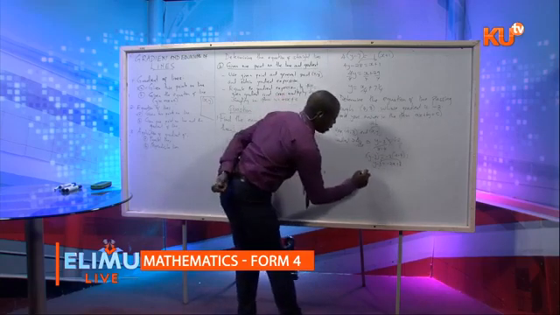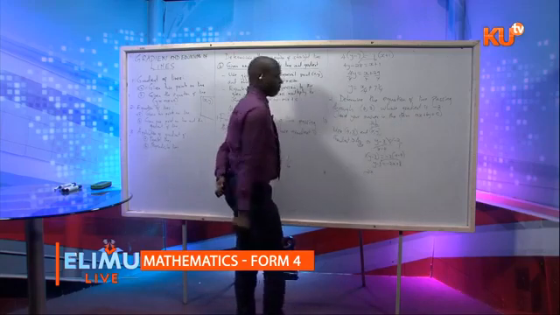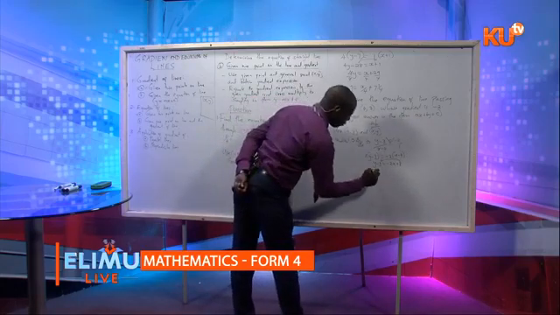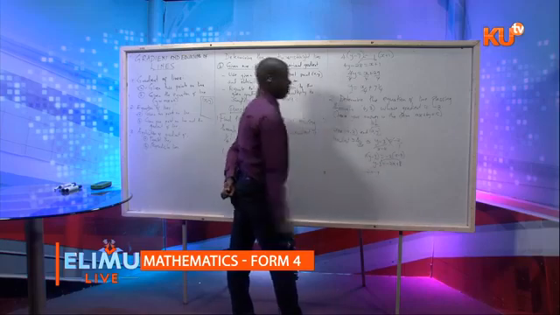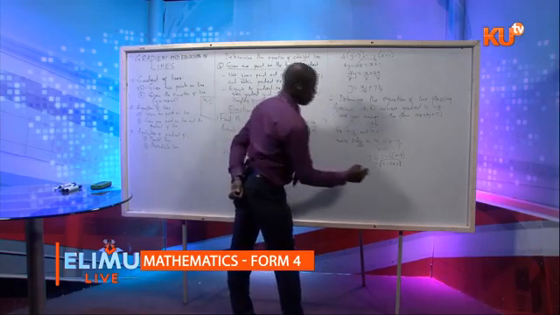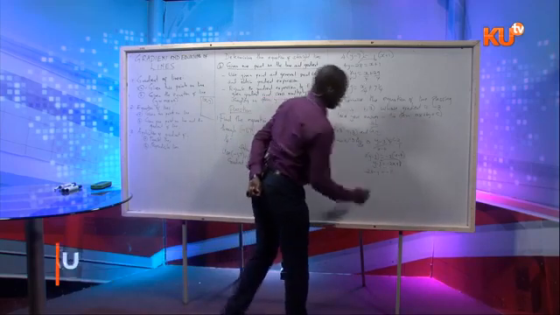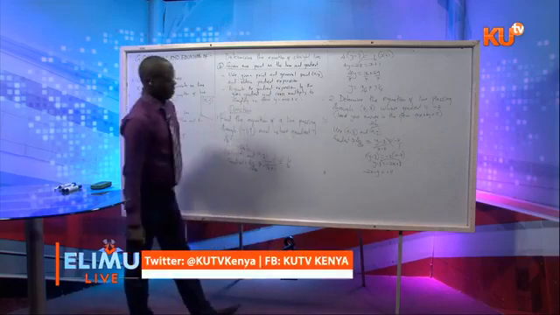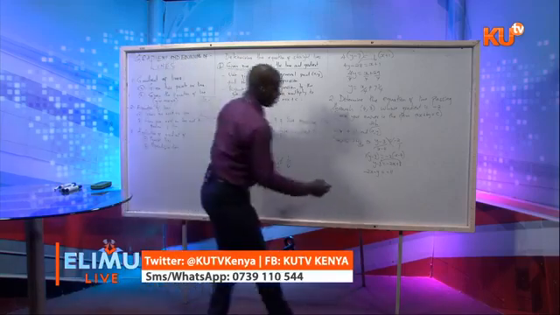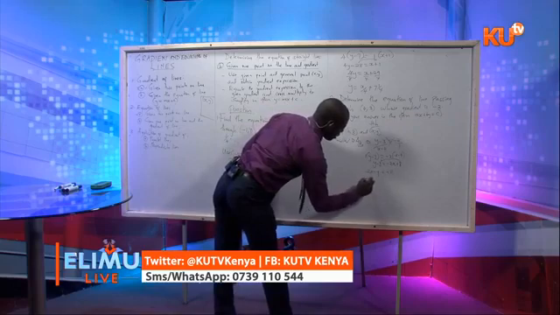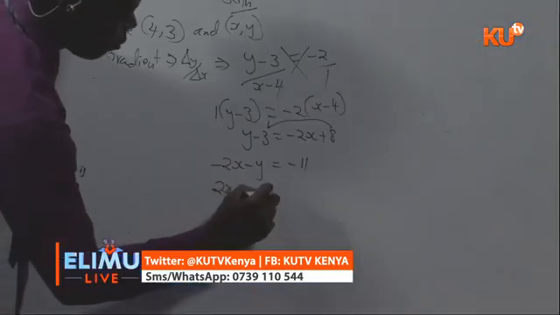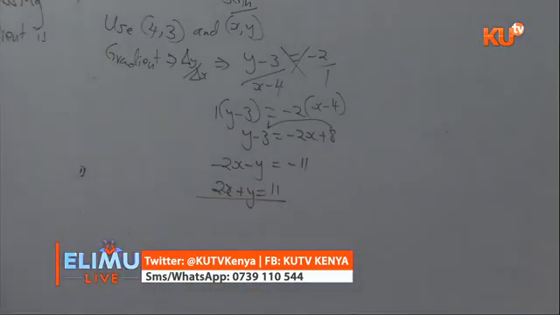So I will have -2x. Y crosses the other side, so we have -y. Then -8 crossing, we have -11. So that is the form. You can divide by negative so that you have 2x plus y is equals to 11. And that is the equation that you've been asked to give.